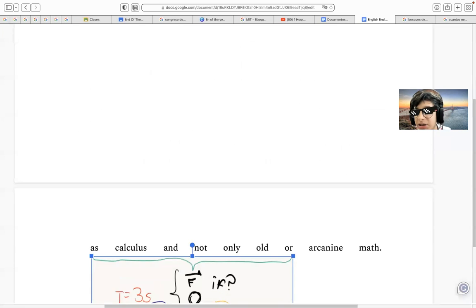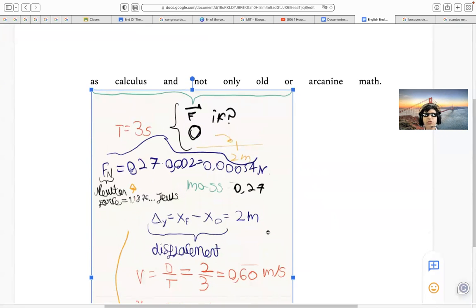So, okay, that's it. There's calculus and not only old math. Old math, that's basic math.